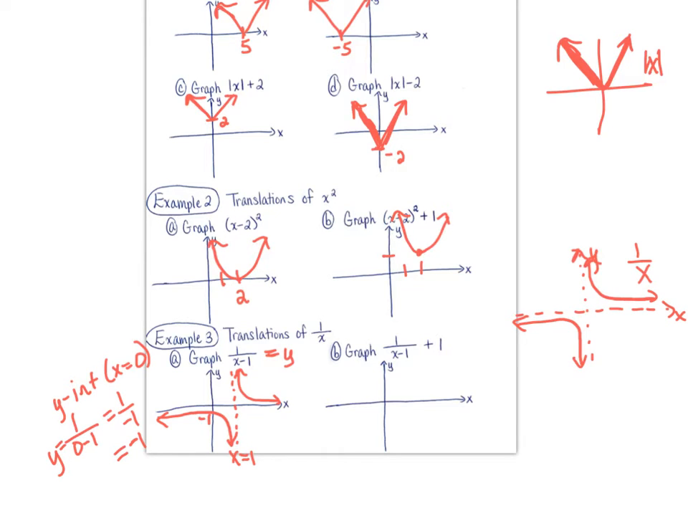Now, to graph 1 over x minus 1 plus 1, we shift the graph to the right 1, and then we shift it up 1. So now the horizontal asymptote is different as well. Horizontal asymptotes have the equation y equals something, but in this case it's 1. And then your vertical asymptote is at x equals 1. And then we have the following graph. And then this is the other part.